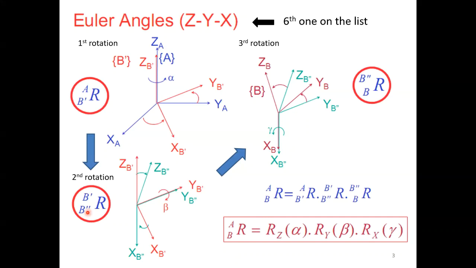Now, as you saw earlier, you can apply the chain rule here. You are working from one coordinate frame to the next one, to the next one, and so on. According to the chain rule, you can write it like that: AB dash R times B dash B double dash R times B double dash B R. Then these cancel out, and what remains is AB R, how B is oriented with respect to A. Very easy and straightforward.